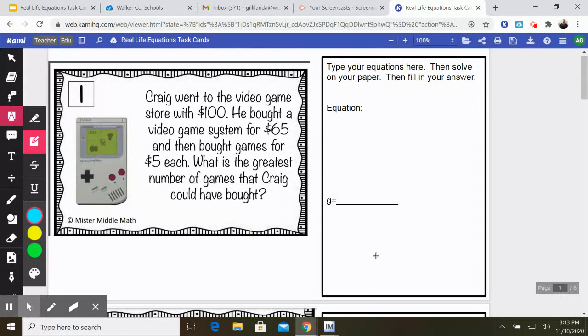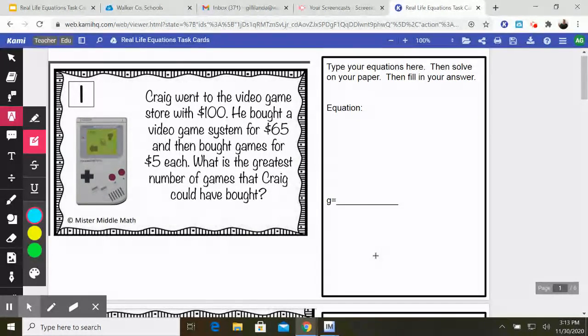So the first thing I always do when I'm trying to solve a real life equation is I always read the problem first. And sometimes I have to read it 2 or 3 times to really understand what it's saying to me. So let's do that. Craig went to the video game store with $100. He bought a video game system for $65, and then he bought games for $5 each. What is the greatest number of games that Craig could have bought?